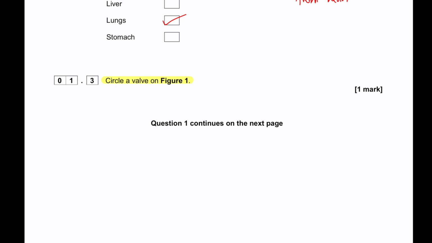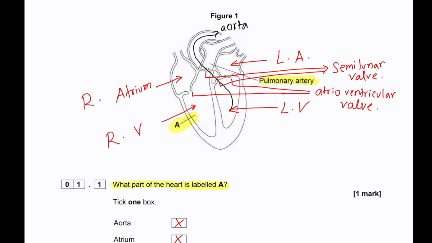Circle a valve on figure 1. So we have already seen there are many valves here. This is a valve, this is also a valve, this is also a valve, and this is also a valve. So technically we can just circle any one of them.